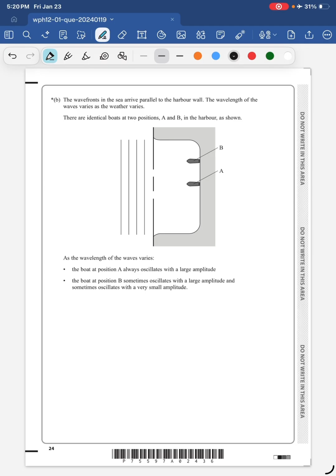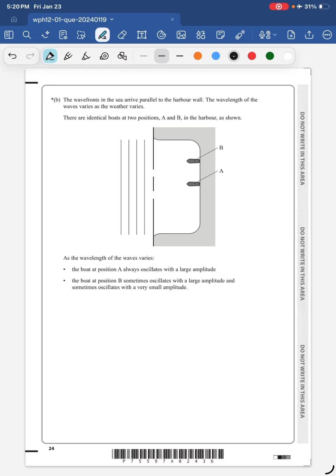The wavefronts in the sea arrive parallel to the harbor wall. The wavelength of the waves varies as the weather varies. There are identical boats at two positions A and B in the harbor as shown. As the wavelength of the waves varies, the boat at position A always oscillates with a large amplitude. The boat at position B sometimes oscillates with a large amplitude and sometimes oscillates with a very small amplitude.